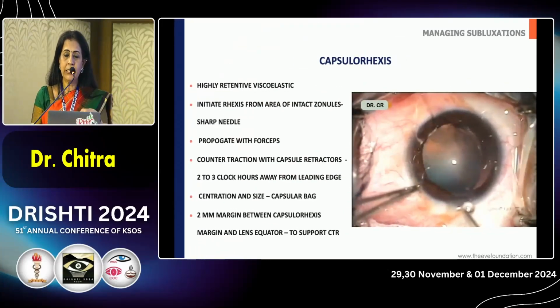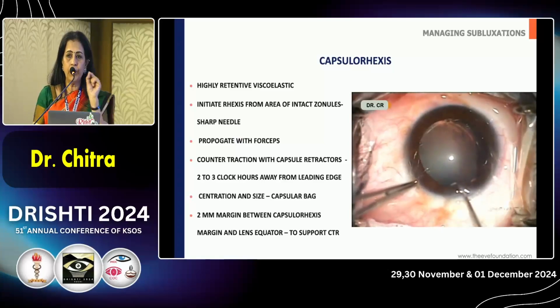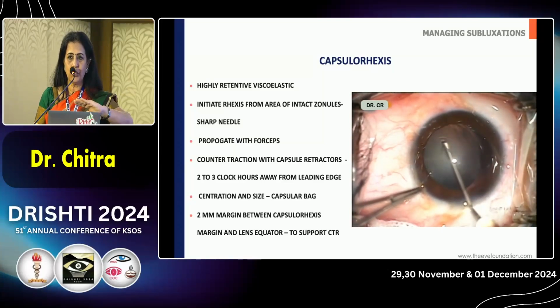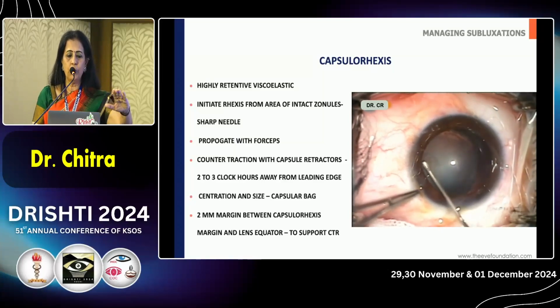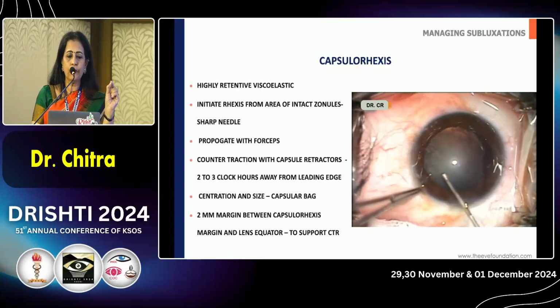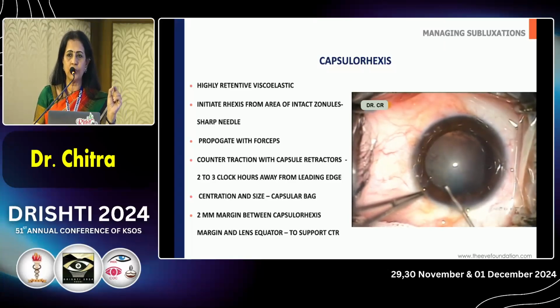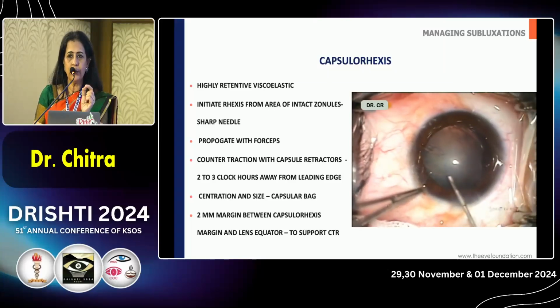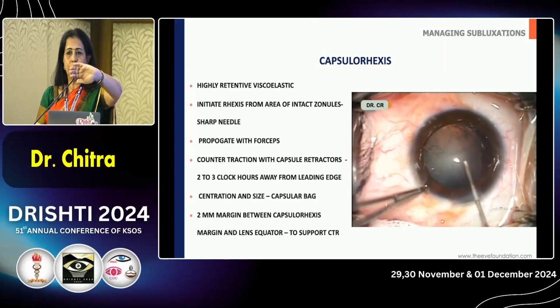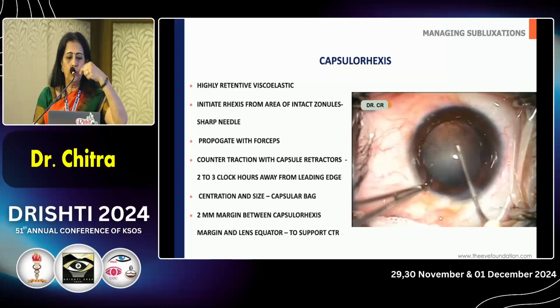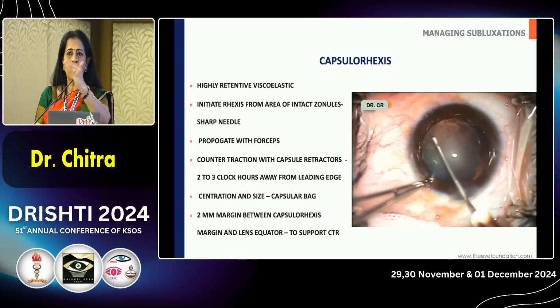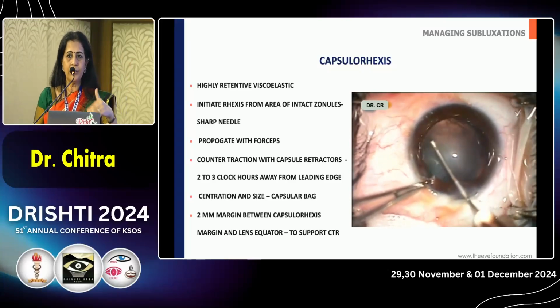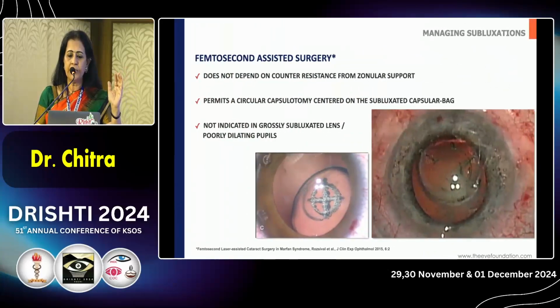As far as creating the rhexis, a highly retentive viscoelastic should be placed so as to flatten the dome of the lens. Initiate the rhexis from the area of intact zonules. You can start the rhexis with the needle. After some distance, place the capsular hook and then go along. Leave a small margin of the rhexis so that there is enough capsular fornix to place the ring.